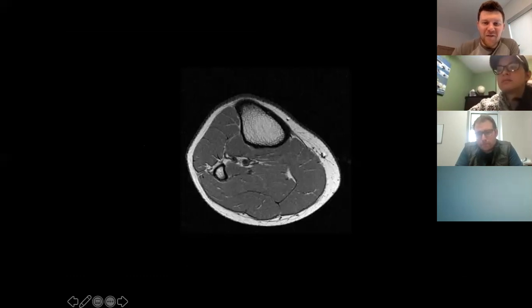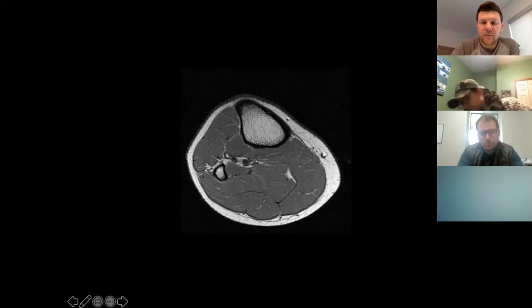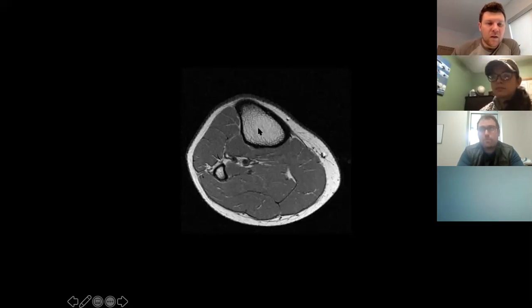If not, we're going to go through a few things. I can actually annotate here. First we want to figure out, when we're looking at the anatomy of the leg, is this an axial, coronal, or sagittal image? This is actually going to be an axial. We're looking down the leg.